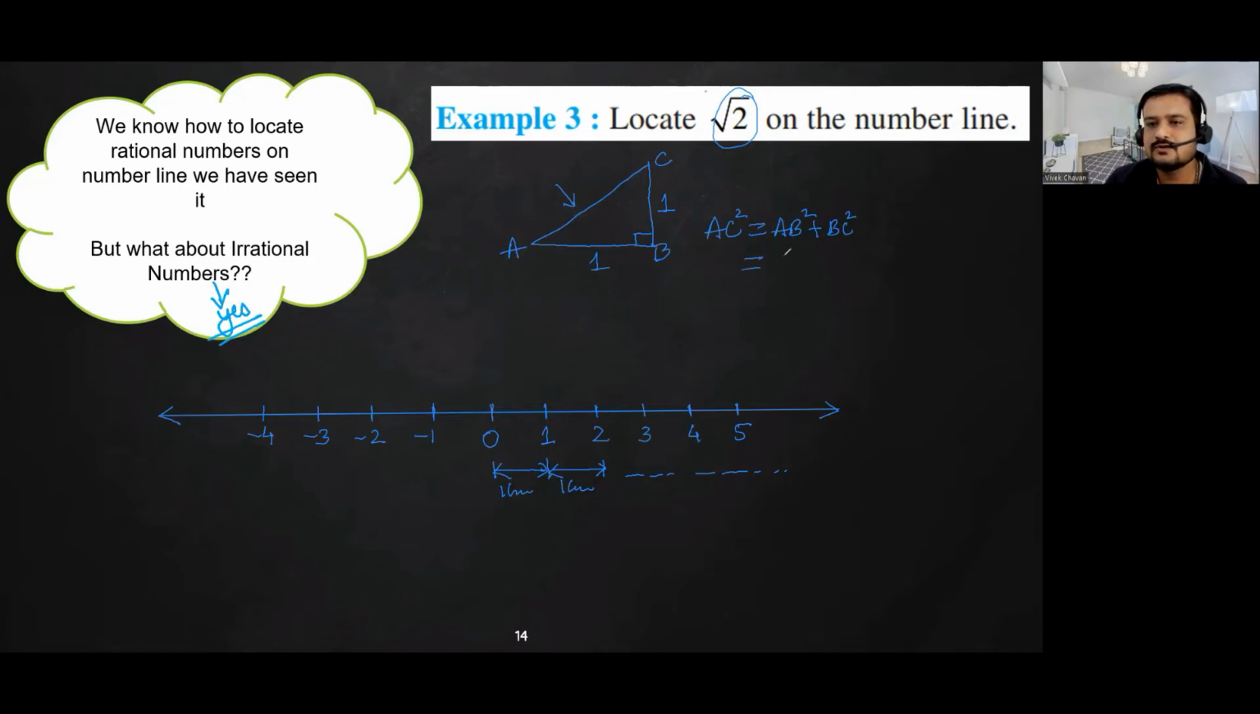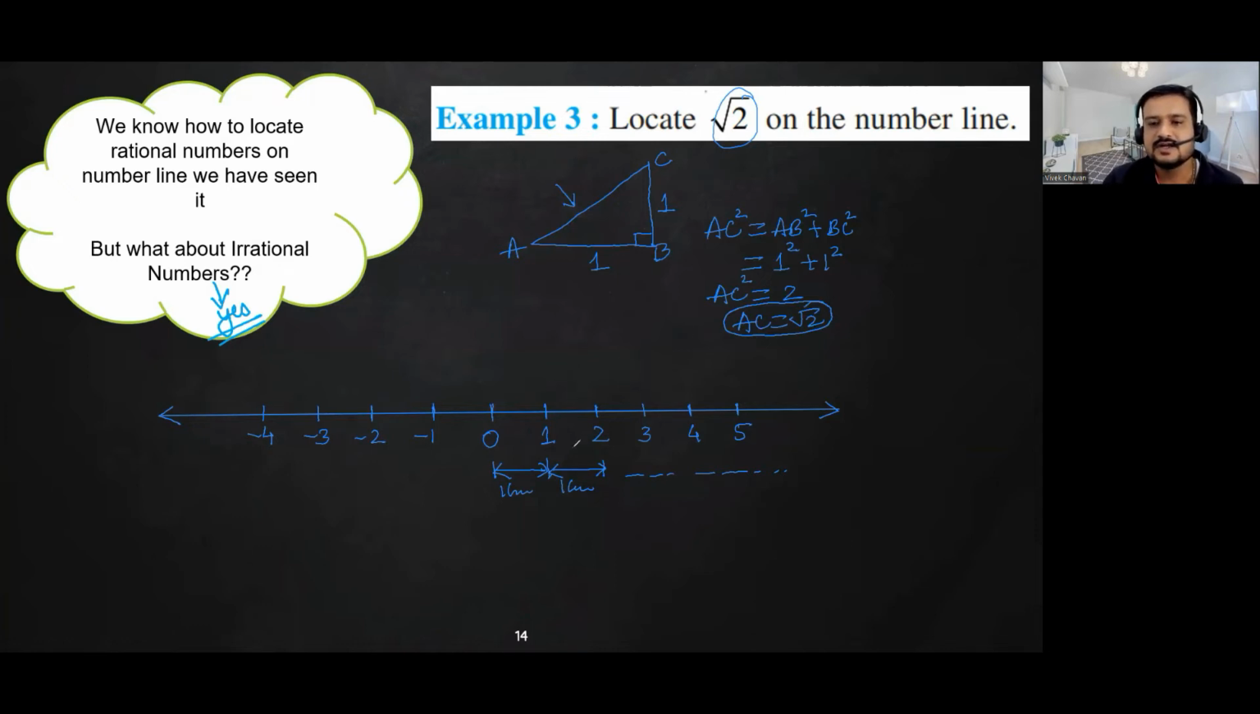Now what is the value of AB? We have taken it as 1. So 1 square plus 1 square. What does it come to? 1 plus 1 is what? 2. Now AC square is equal to 2. So AC will be what? AC will be under root of 2.